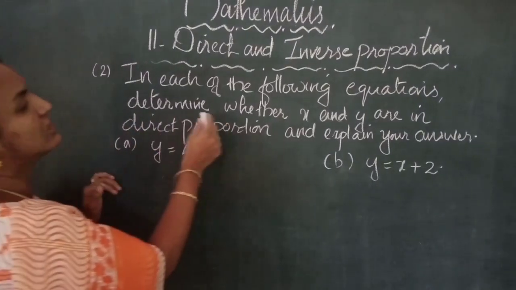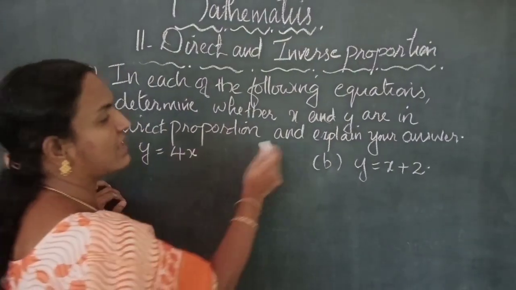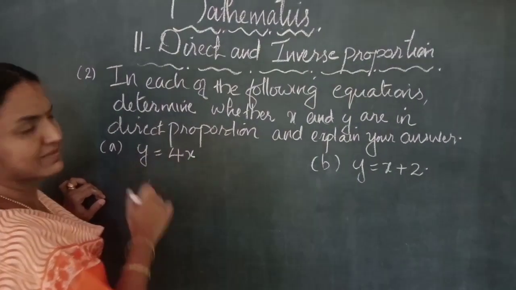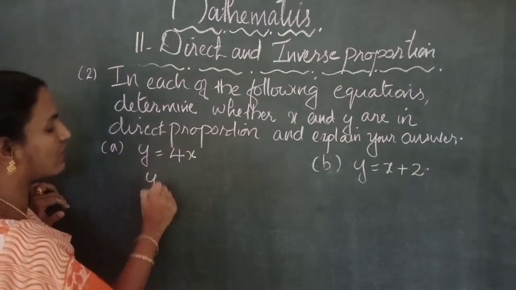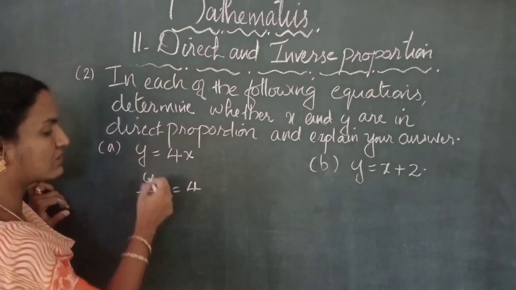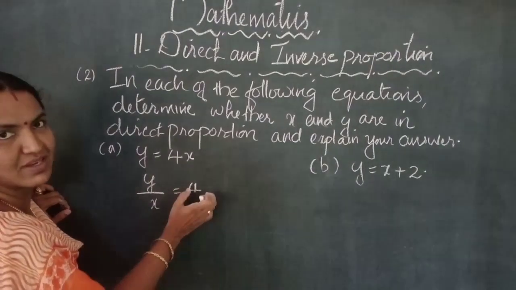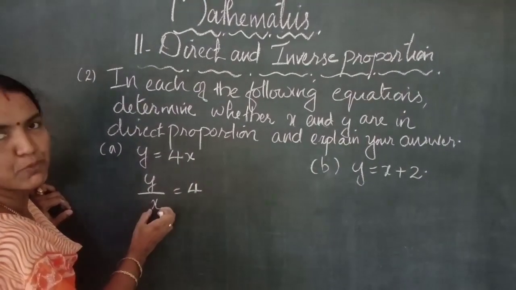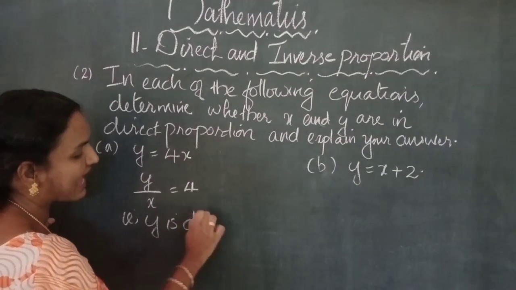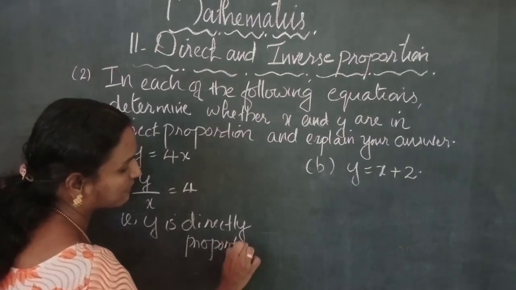Next, question number 2. In each of the following equations, determine whether x and y are in direct proportion and explain your answer. Option A, y is equal to 4x. Y is equal to 4x, it can be written as y divided by x is equal to 4. By applying cross multiplication, y is equal to 4x. They are the same. So y by x is equal to 4. Y by x is a constant. So y is directly proportional to x.